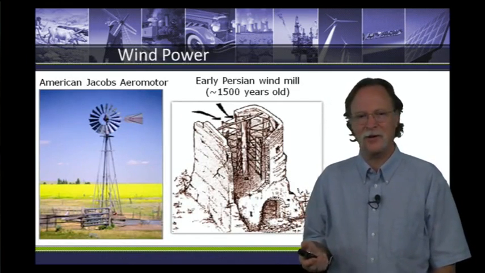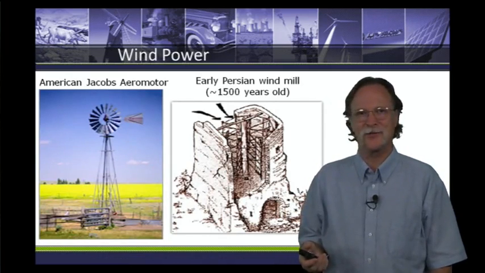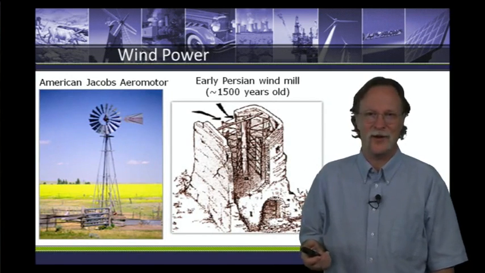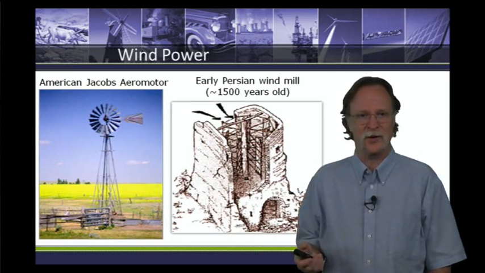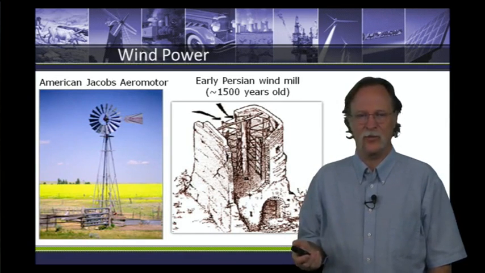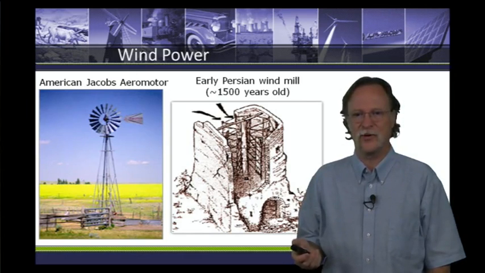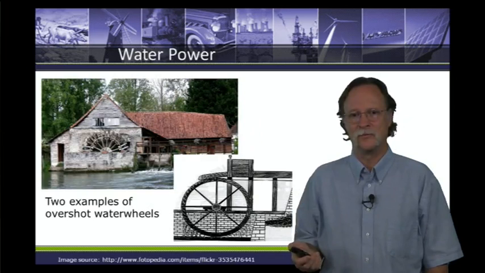Now out in our great American West, you know, they first thought it was a desert. Come to find out there was water underneath that desert and a lot of nice soil. This was an American Jacobs Aeromotor, early water pump that was driven by wind. Next to that we have a Persian windmill. Wind came from one direction and that was a vertical axis machine. That's about 1,500 years old.